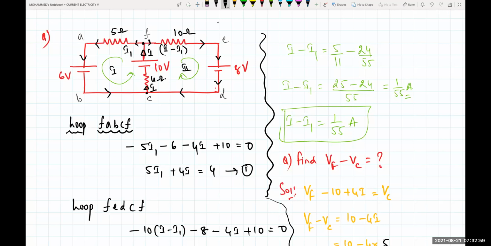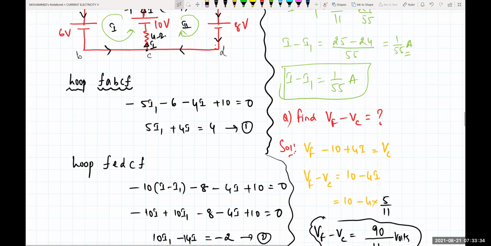This I1 will travel through the 5 ohms, through the 6 volt, then from B to C, then reaches C. The same way, I minus I1 will travel to E, then D to E, C. This I minus I1 and I1 will meet. So the total current going from C to F will again be I. Is that clear for everyone? So I'm taking two loops, beta. F to A to B, B to C, C to F is loop 1. Then I'm taking one more loop, F to E, E to D, D to C, and C to F. Is it clear?